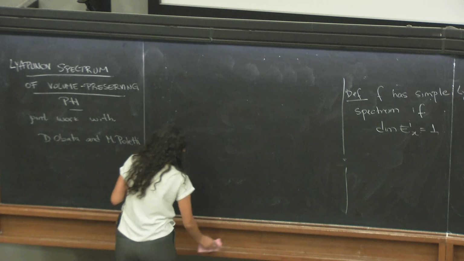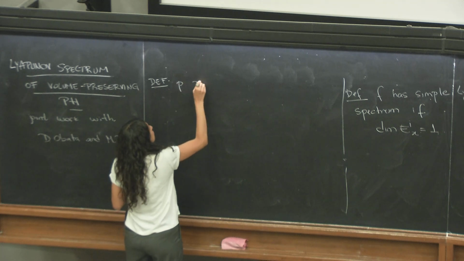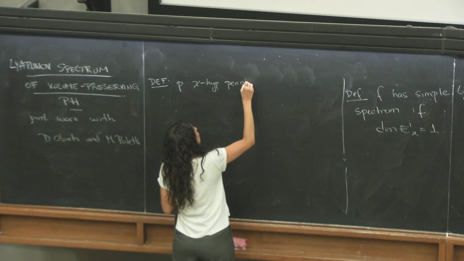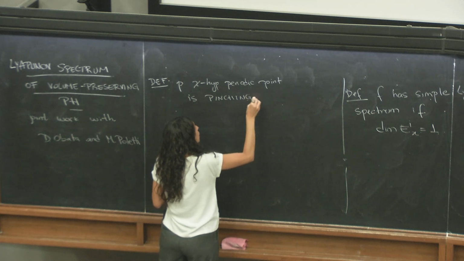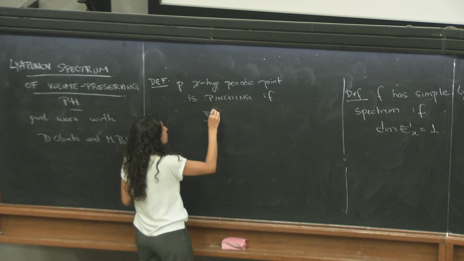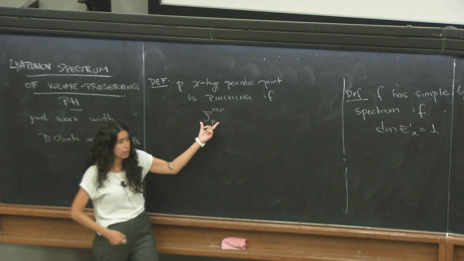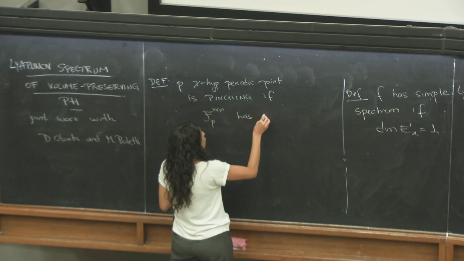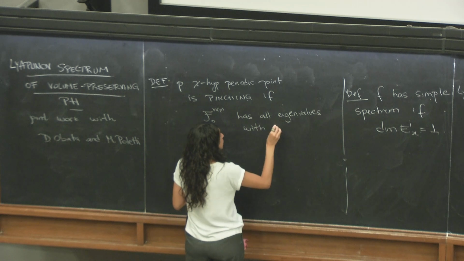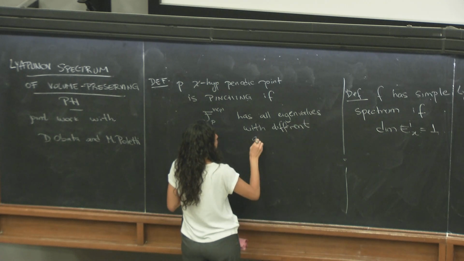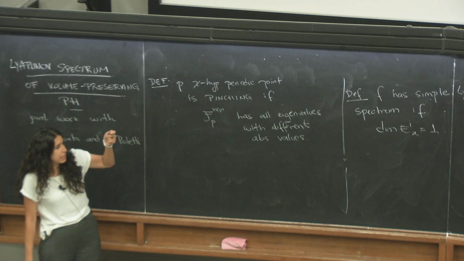So, what is the definition of these pinching and twisting conditions? I'm going to say that a hyperbolic periodic point P is pinching if, when I look at the action in the fibers, with the period of the point, this is a map going from the fiber in P to the fiber in P, and I'm asking for it to have all eigenvalues simple with different absolute value. So again, the goal is to have simplicity of the whole Lyapunov spectrum.